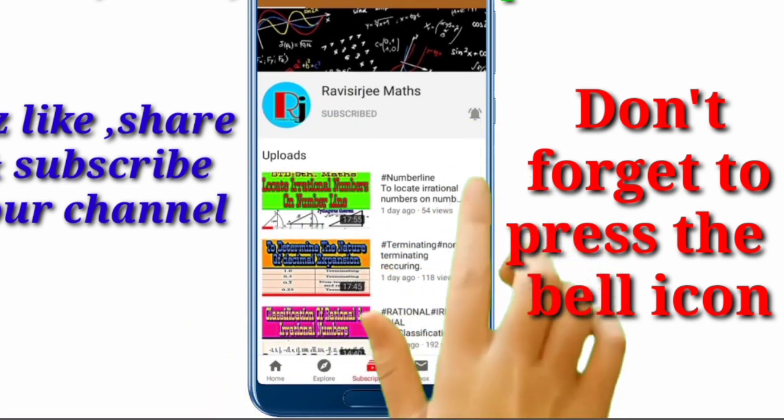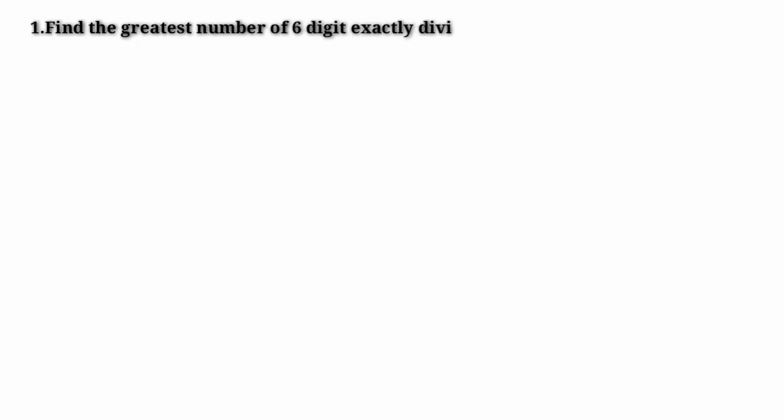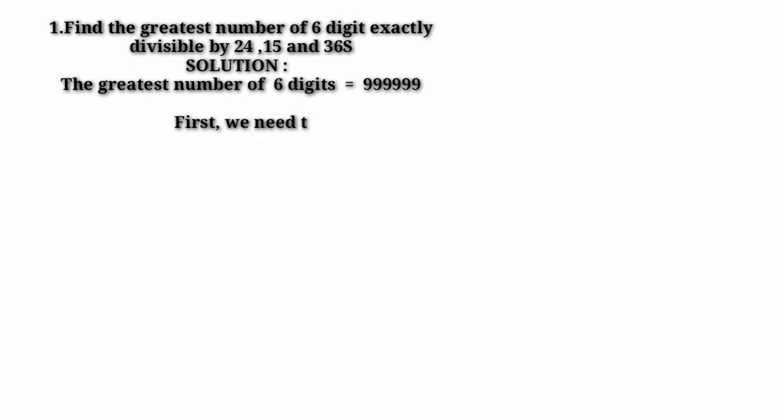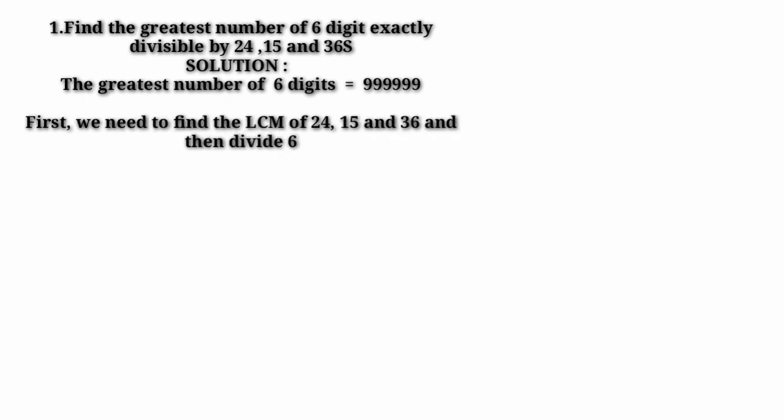Okay students, let us start the first question. In the very first question, find the greatest number of 6 digits exactly divisible by 24, 15 and 36. Let us see the solution of this query. The greatest number of 6 digits is 9,99,999. First we need to find the LCM of 24, 15 and 36.